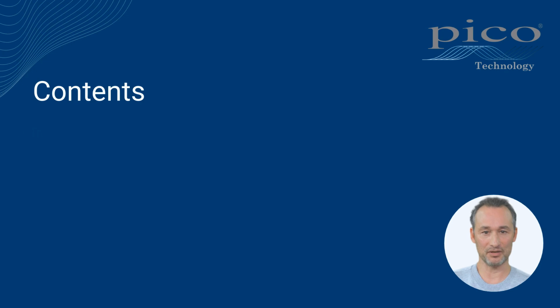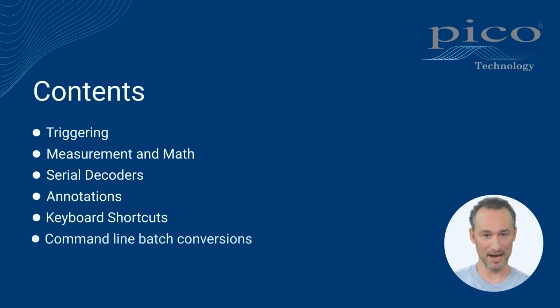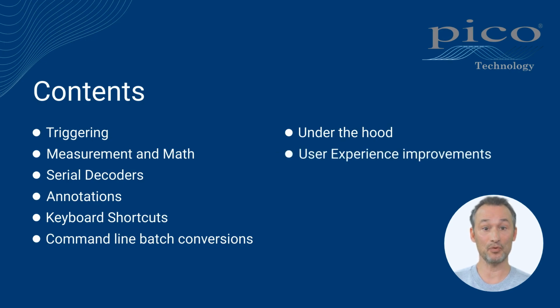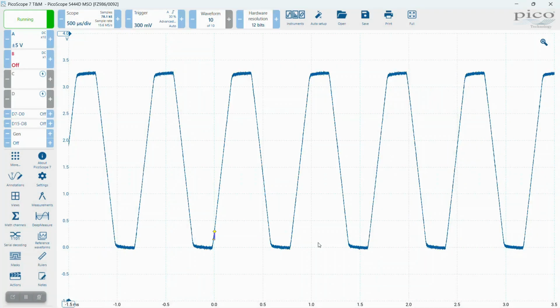They include triggering, measurement and math, serial decoders, annotations, keyboard shortcuts, command line batch conversions, under the hood, user experience improvements, and finally, what's coming in 2025. The screenshots shown in this video are from the Windows version of PicoScope, but unless noted otherwise, the new features apply equally to the Linux and Mac versions of the software as well.